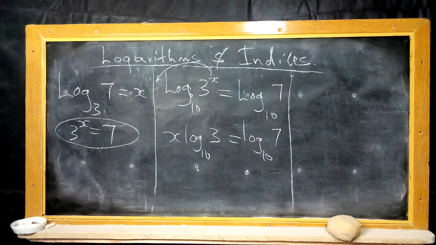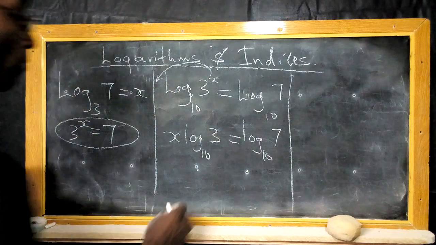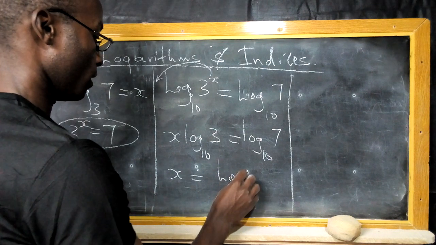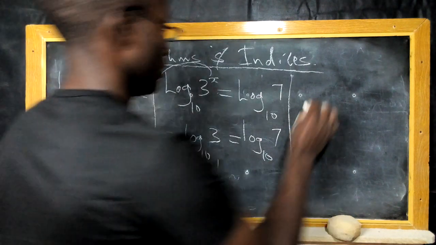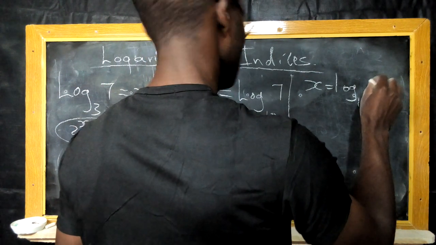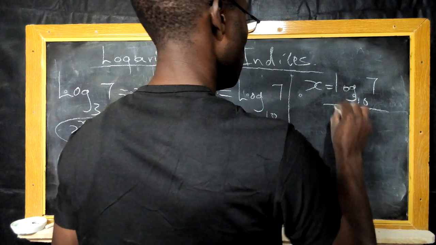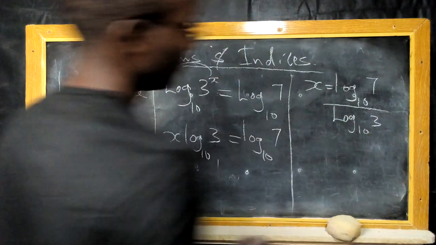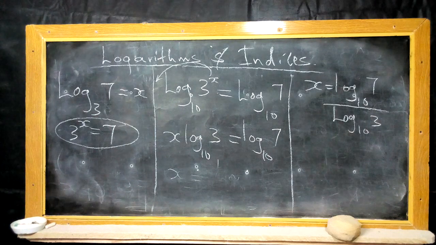So when we have such an expression, then we can make x the subject of the formula and write x is equal to log to base 10 of 7 over log to base 10 of 3. So if you look at that, of course, that is a division.